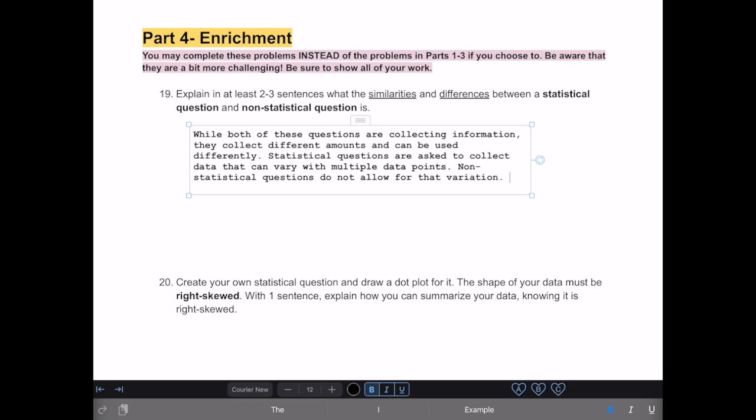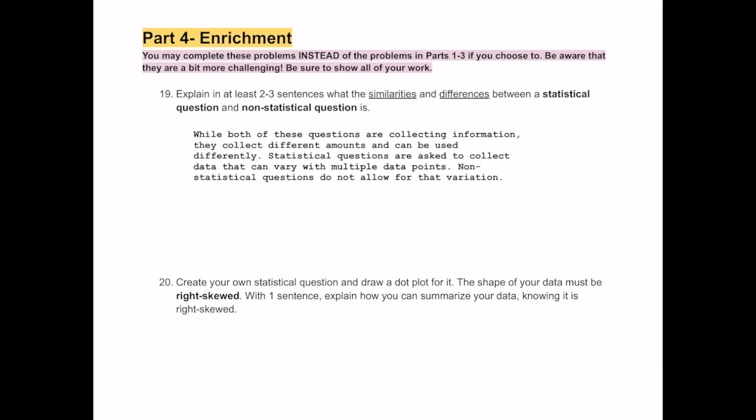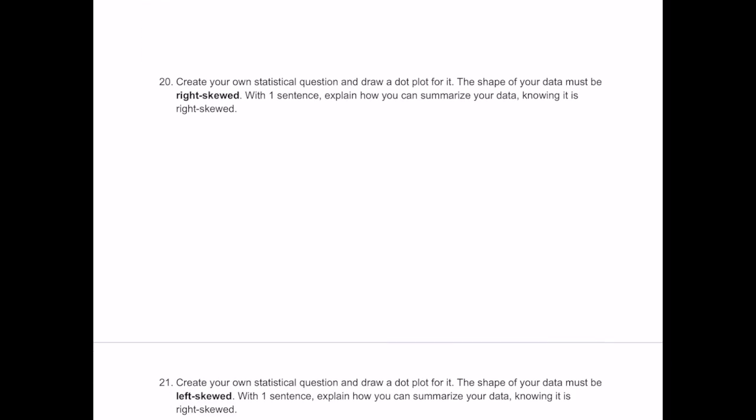So long story short, if you say like, how old are you? There's really one answer to that question if I'm asking you as in one person, but if we ask a whole bunch of people, then we create variation here. So they're both questions. However, one of them is going to be collecting a bunch of different data that we can look at and compare, but the other one is you ask one question and you can't really compare anything. So that's maybe an example that you could have written here. Okay, so that's number 19. Let's take a look at number 20.